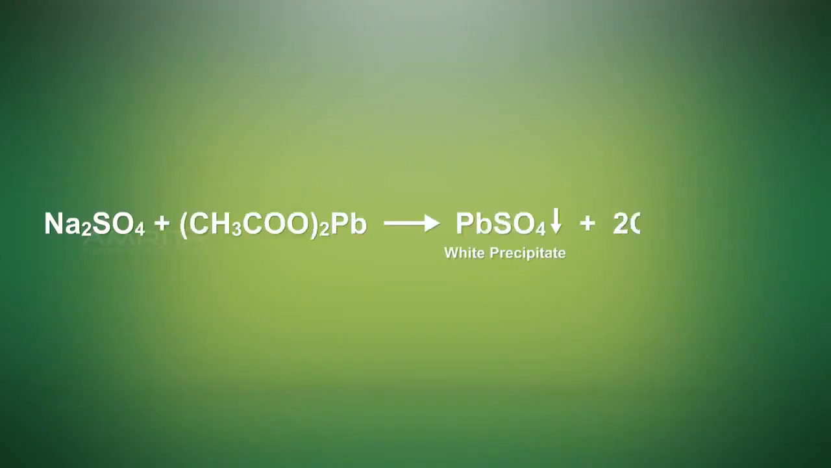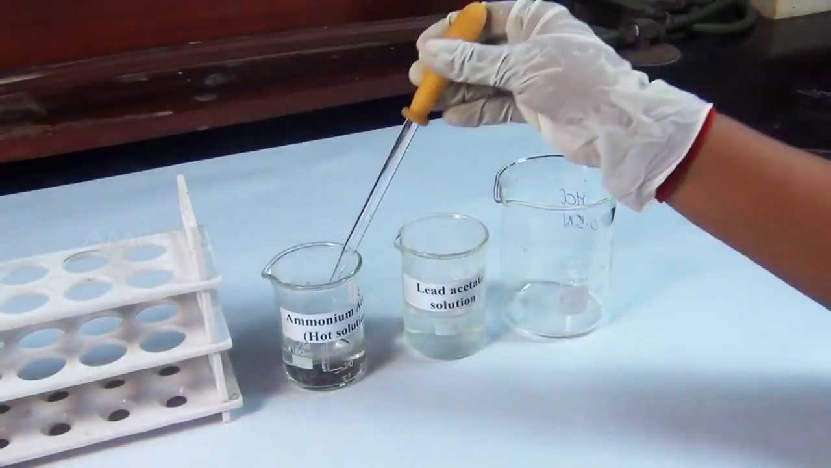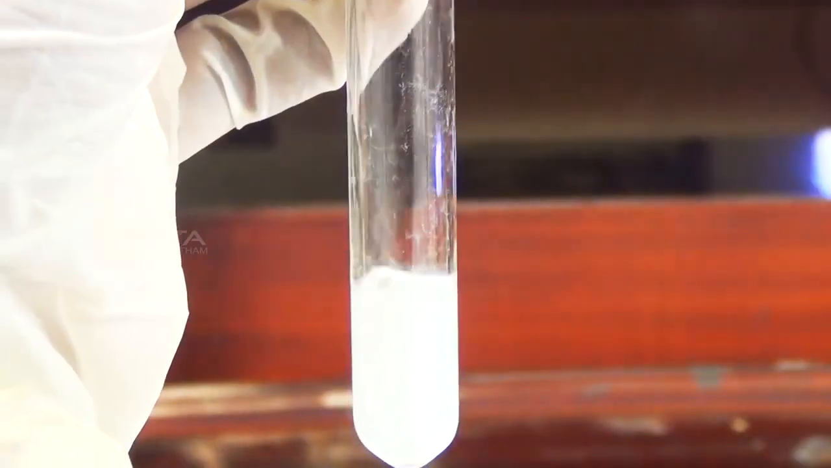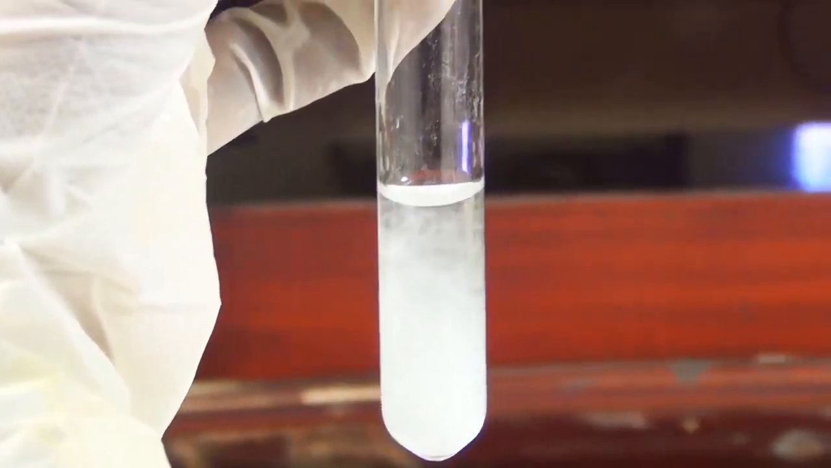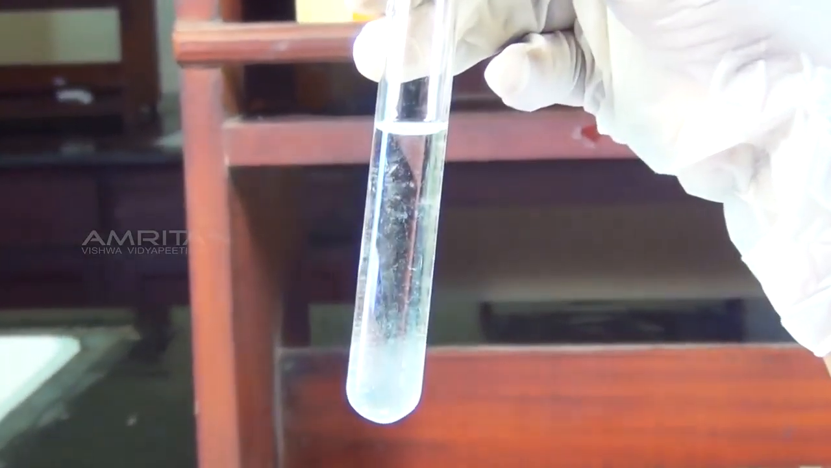Sulphate reacts with lead acetate to form a white precipitate of lead sulphate. Using another dropper, add excess of hot ammonium acetate solution to the lead sulphate precipitate. The precipitate is soluble in excess of hot ammonium acetate.